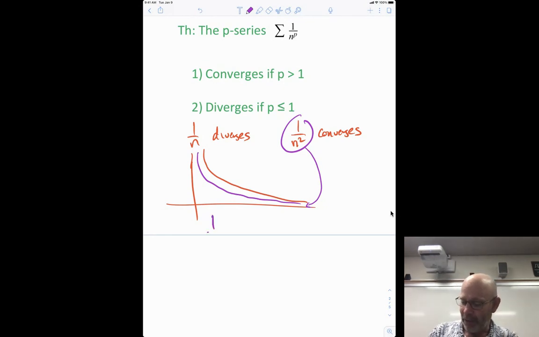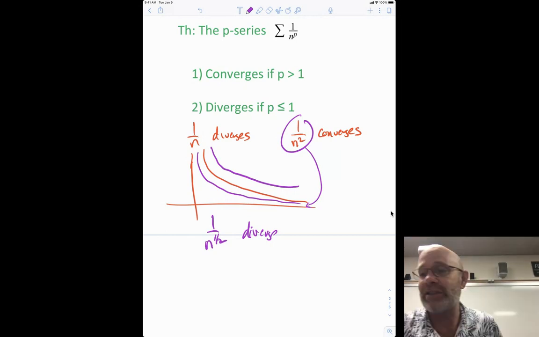So like 1 over n to the 1/2 is above here, which means it's going to diverge. You don't have to really know why, I guess, but that's the theory behind that. It's got to be getting to the x-axis fast enough. The numbers have to be getting smaller for sure, but they have to be getting smaller fast enough. Otherwise, we're still going to add up to infinity. So we're going to use these P-series in the next 2 tests.